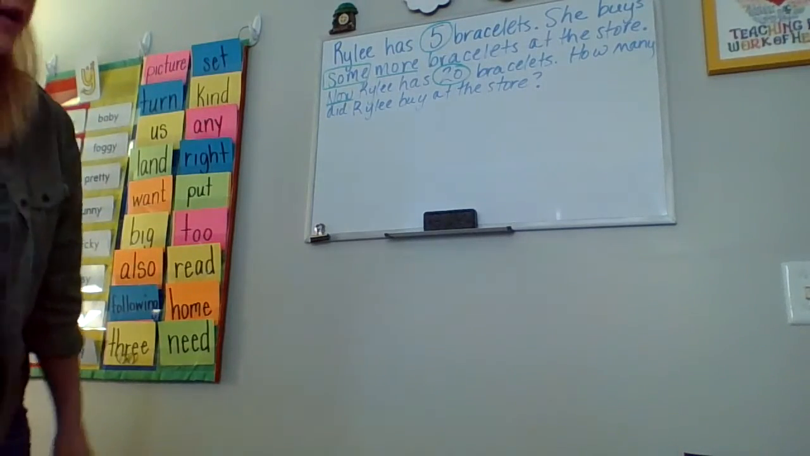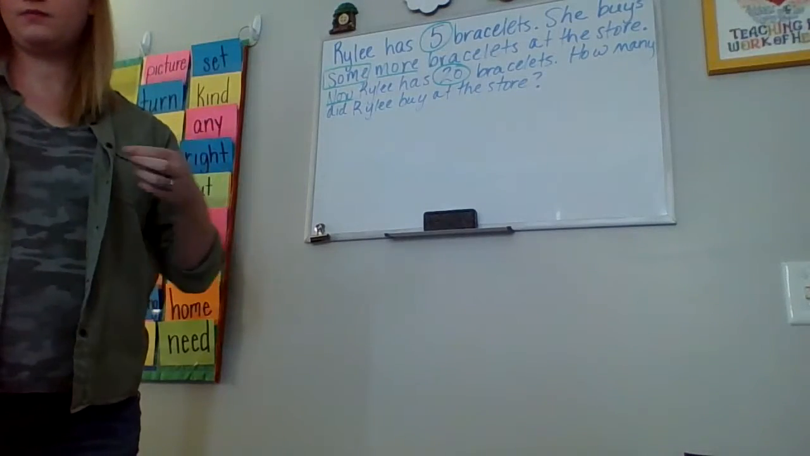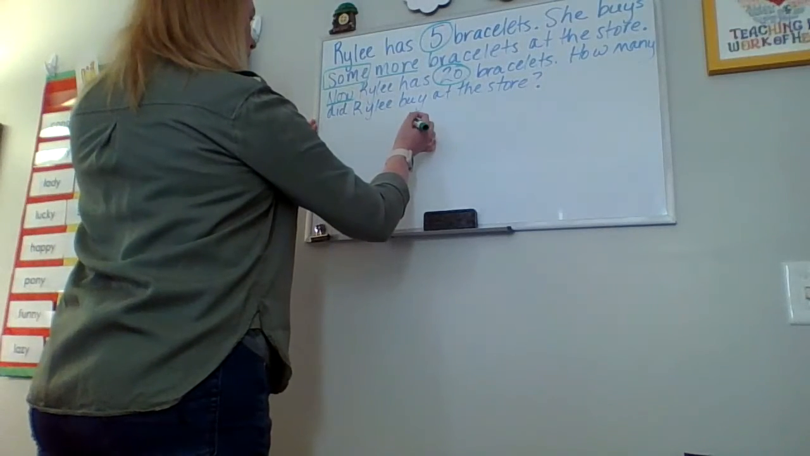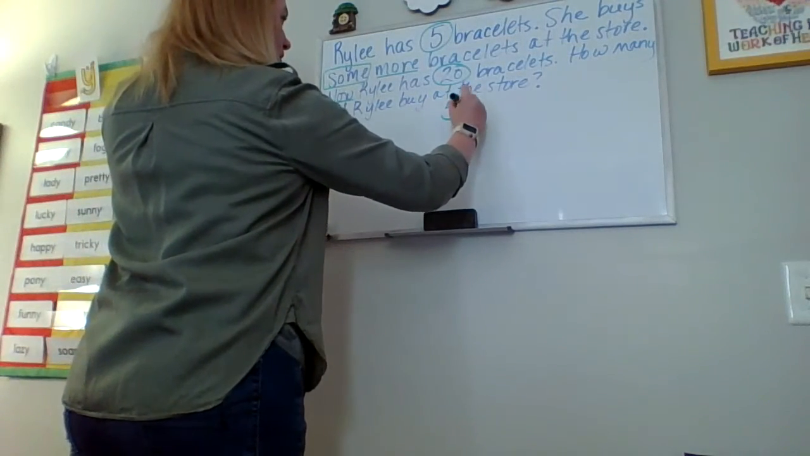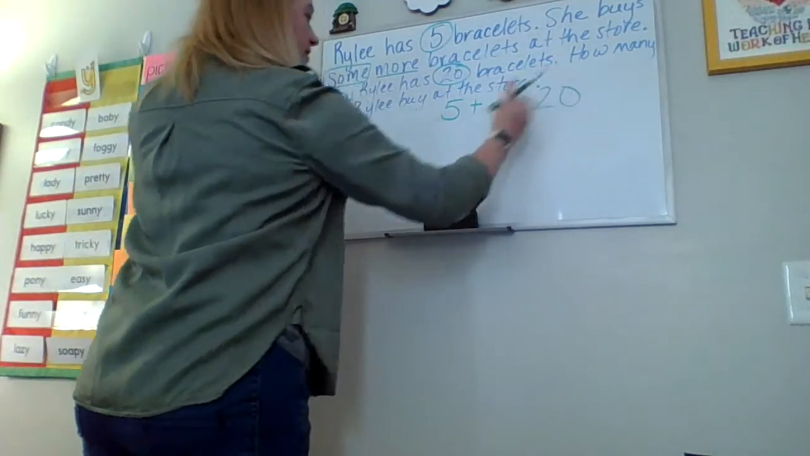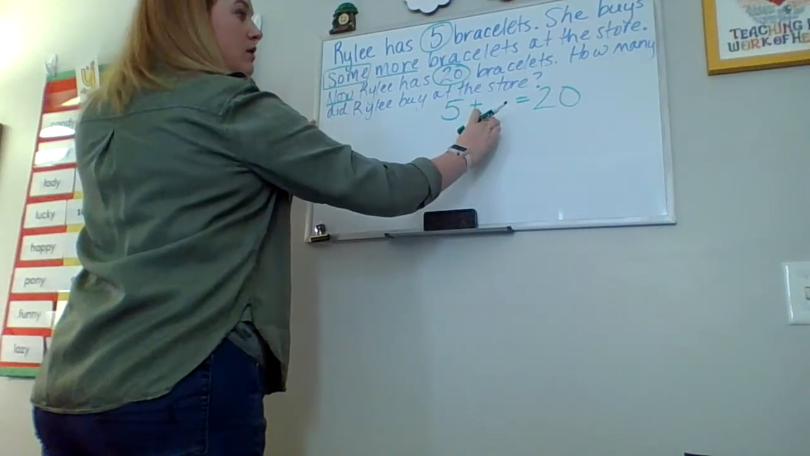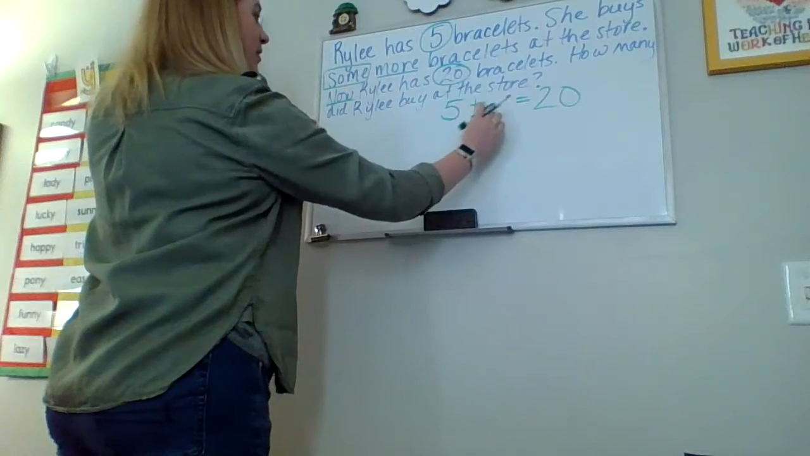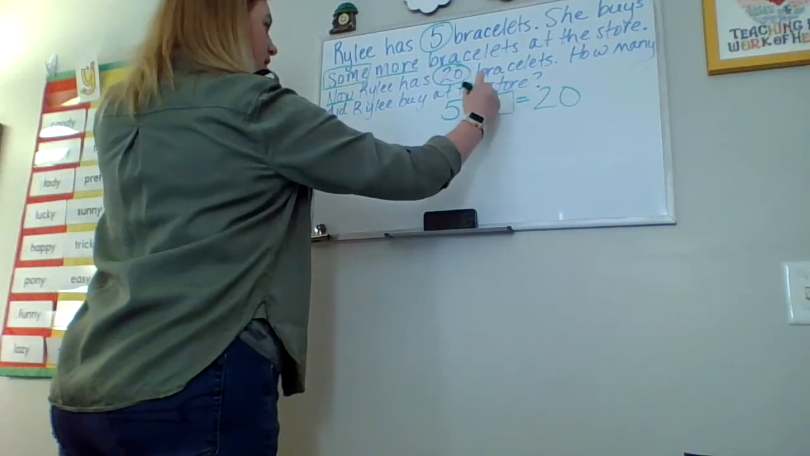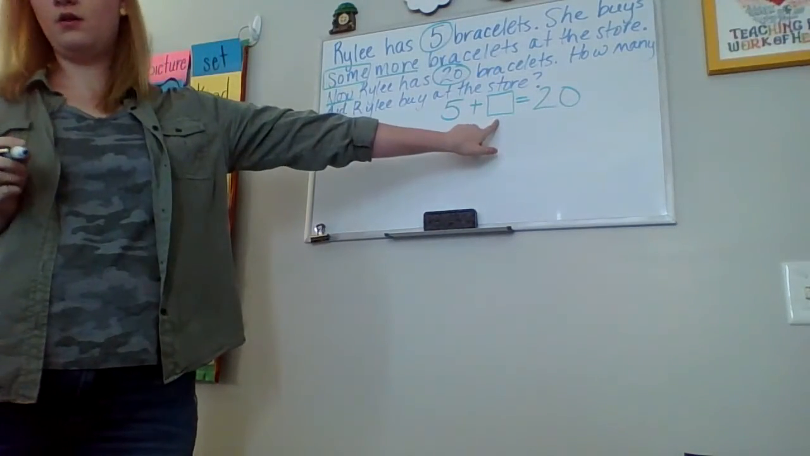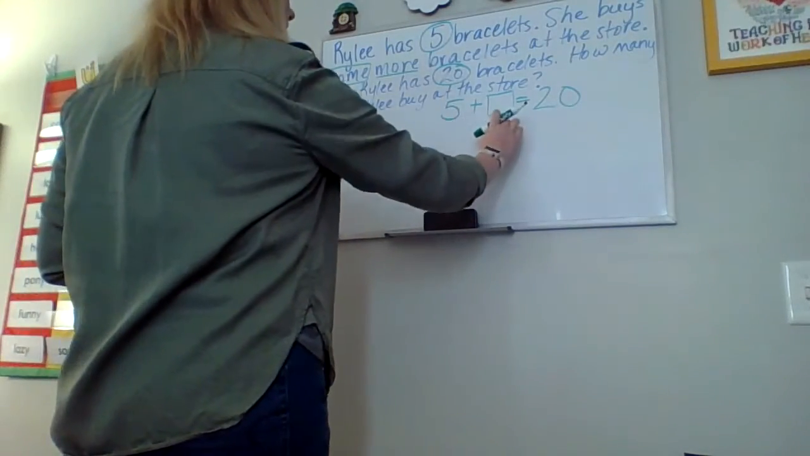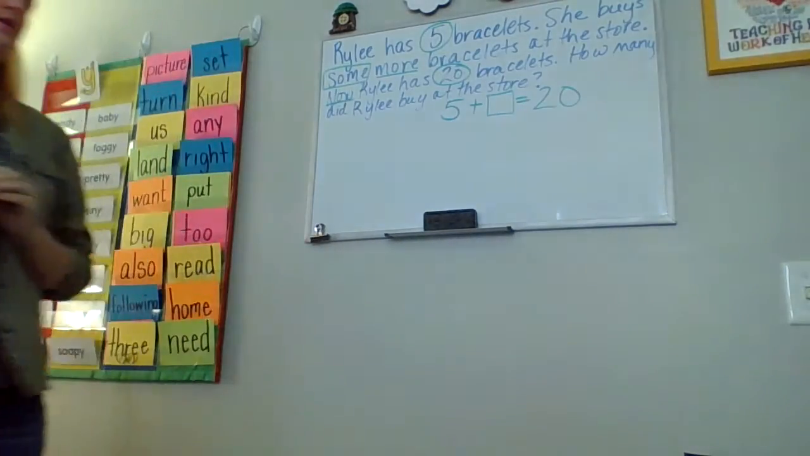Okay, who could raise their hand and tell me what my equation is? Darren, what's my equation? 5 plus 5 equals 20. What was right here? What's this called? Equation. No, what's 5 plus what? What was here? What's this called? The box. The unknown, right? Unknown box. Right. 5 plus unknown equals 20, okay?